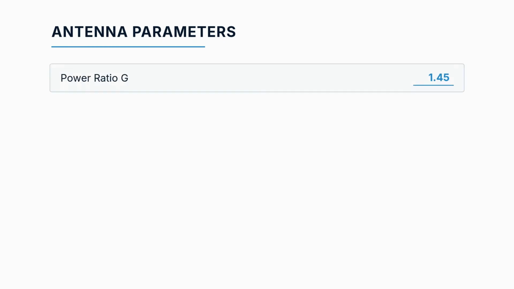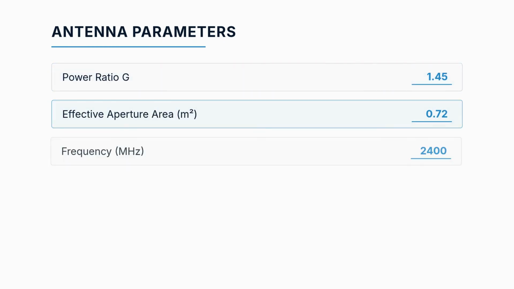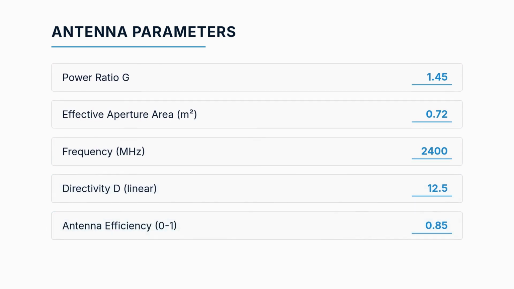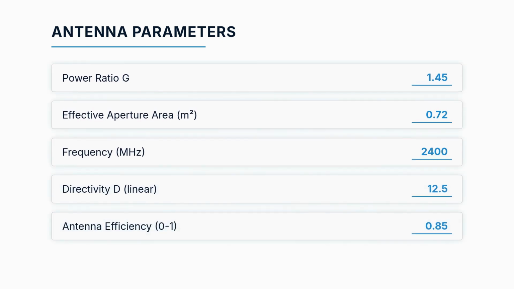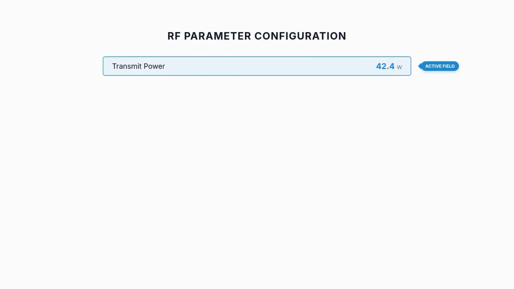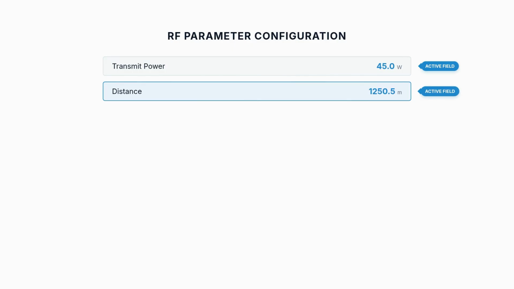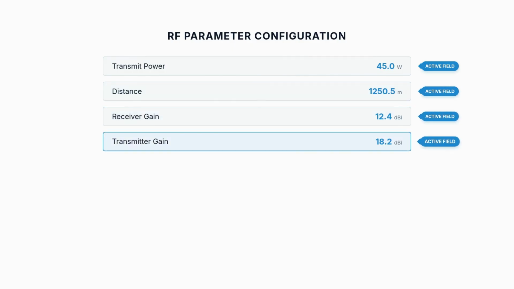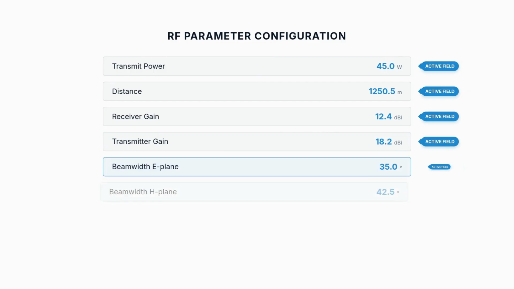The input fields include power ratio G, effective aperture area in square meters, frequency in MHz, directivity D linear, antenna efficiency from 0 to 1, transmit power in watts, distance in meters, receiver antenna gain in dBi, transmitter antenna gain in dBi, beam width E-plane in degrees, and beam width H-plane in degrees.